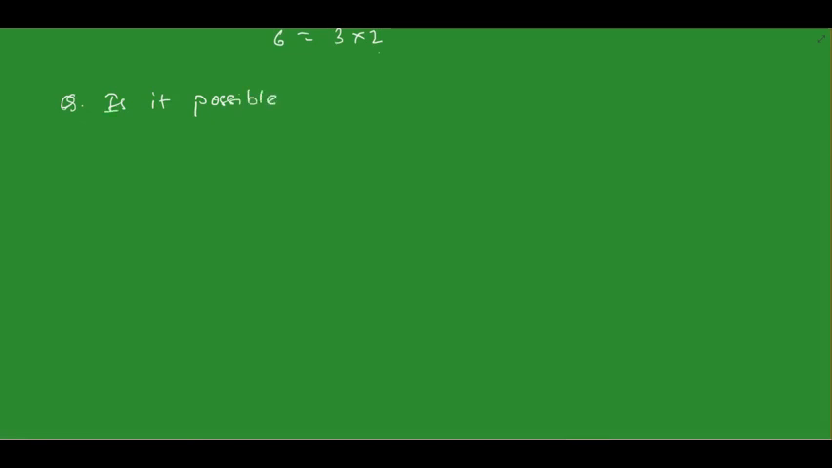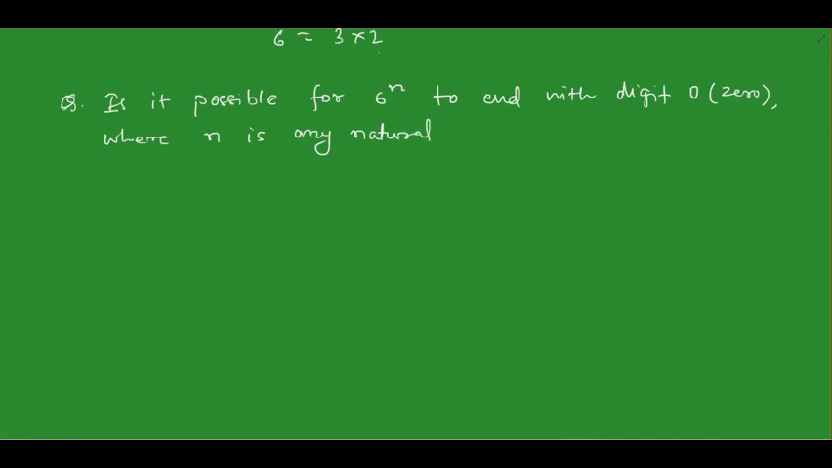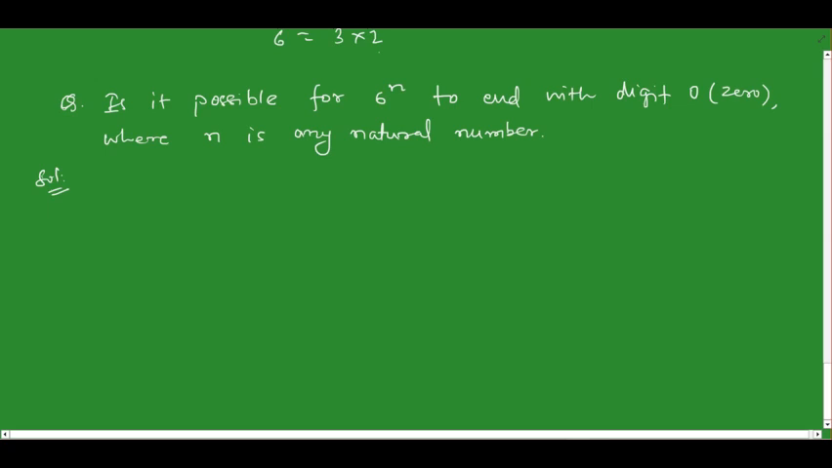मैं ऐसे लिख रहा हूँ, that is it possible for 6 raised to power n to end with digit 0. ठीक है, कि 0 के साथ एंड हो, बट यहाँ पे n क्या है, where n is any natural number. n कोई भी नेचुरल नंबर है. ओके, क्या ये पॉसिबल है, ये पूछा जा रहा है. आंसर इज नो, ये पॉसिबल नहीं है. क्यों पॉसिबल नहीं है, तो द रीजन इज फंडामेंटल थ्योरम ऑफ अरिथमेटिक. ओके, लेट्स सी.